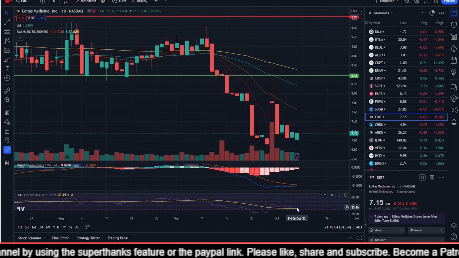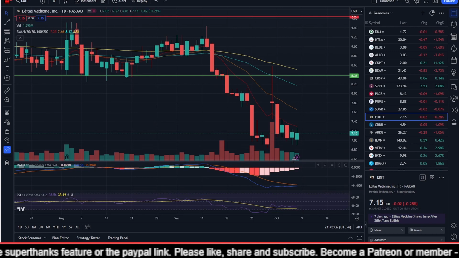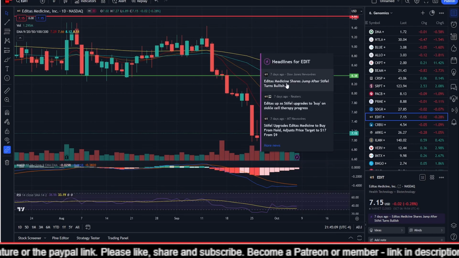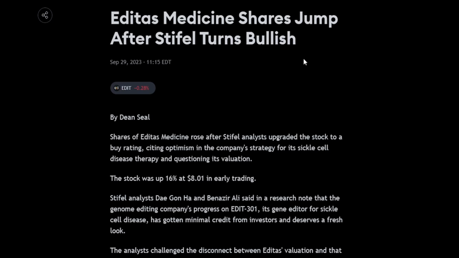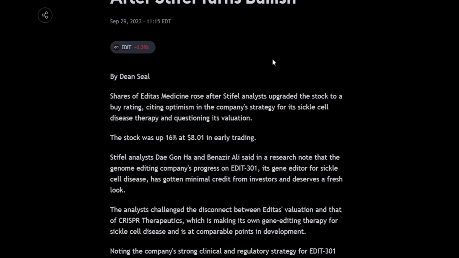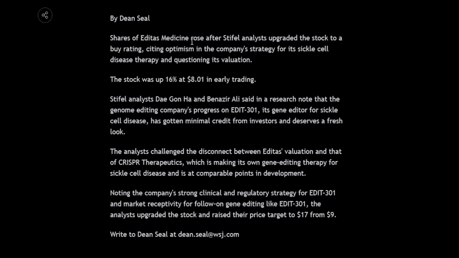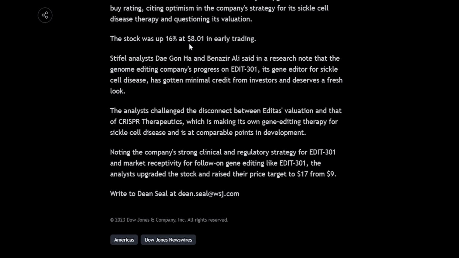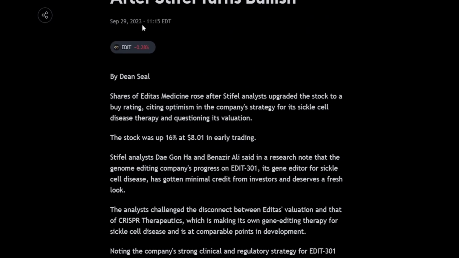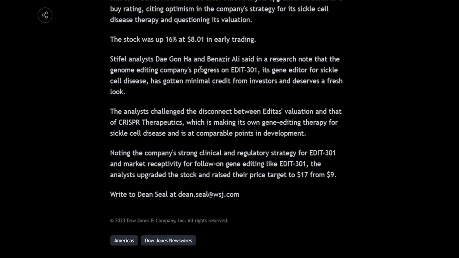The momentum is also below average. The MACD is also weak. And here we have a news item which says Editas Medicine shares jump after Stifel turns bullish. So the article says shares of Editas Medicine rose after a Stifel analyst upgraded the stock to a buy rating, citing optimism in the company's strategy for its sickle cell disease therapy and questioning its valuation. The stock was up 16% at $8.01 in early trading. So this was on September 29, okay? Not right now, but this was for September 29.